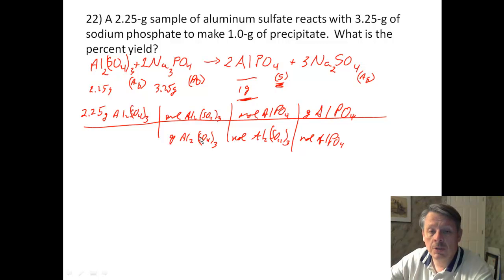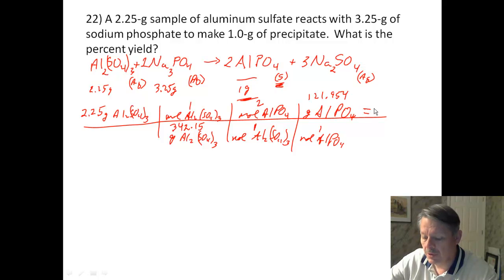So let's go put in some numbers here. We have to put in a 342.15 grams. We have to figure that out. And our aluminum sulfate has a 1 in front of it, and our aluminum phosphate has a 2 in front of it. And 1 mole of aluminum phosphate weighs 121.954 grams. When I do the math here, I get 1.60 grams of aluminum phosphate.